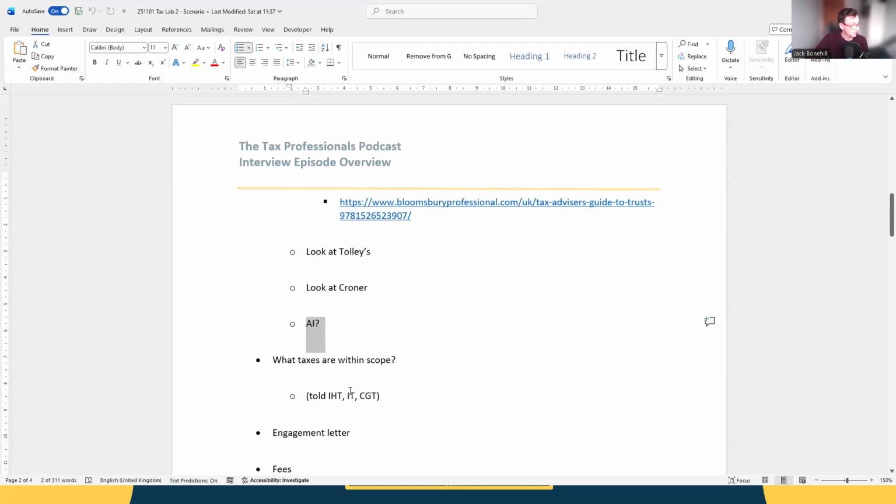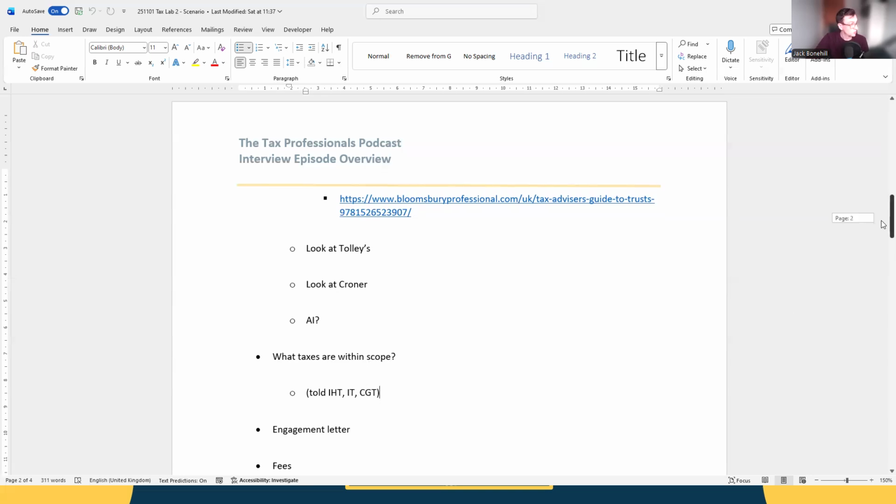in the Tolley's book. So just from the little bit of research that we did at the start there, looking at the contents page of the book, we determined that inheritance tax, income tax, and capital gains tax seem to be relevant, and even stamp taxes. But when I asked the person who sent me this, they told me that the in scope taxes for that piece of work were actually just IHT, inheritance tax, income tax, and capital gains tax.